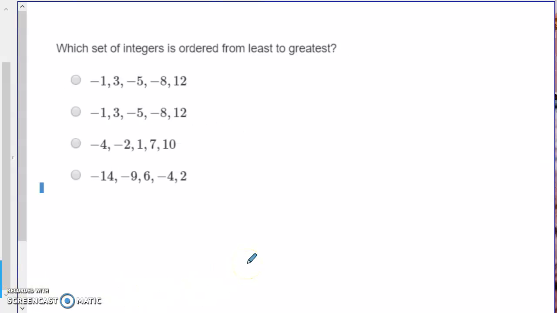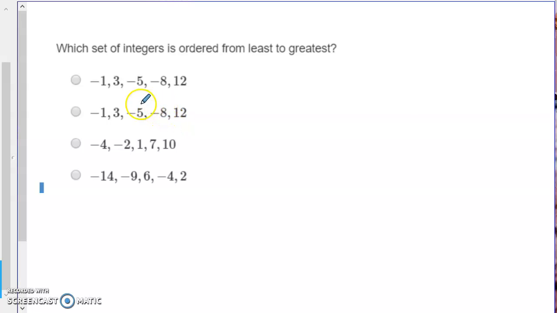Last one, which set of integers is in order from least to greatest? Now remember, for it to be in order from least to greatest, all my negatives have to come first, gradually getting up to the positives. So if I look at this set of numbers, negative 5 here should actually go over here, and negative 8 should go over there as well. So that one's not in order from least to greatest.